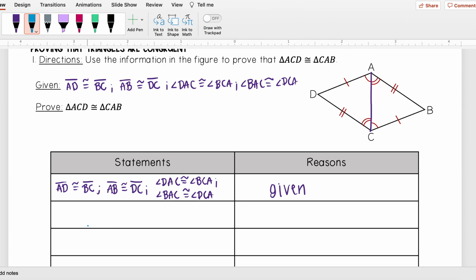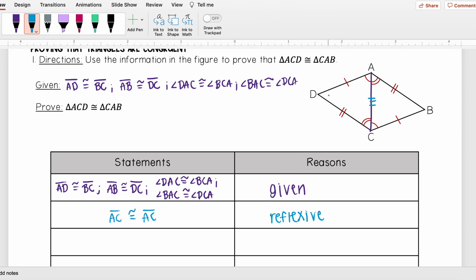And whenever we have the same thing, by the reflexive property, I can automatically say that AC is congruent to AC. The same side is going to be congruent to itself. And remember, that's our reflexive property. So I have three congruent sides. I can mark that in here.